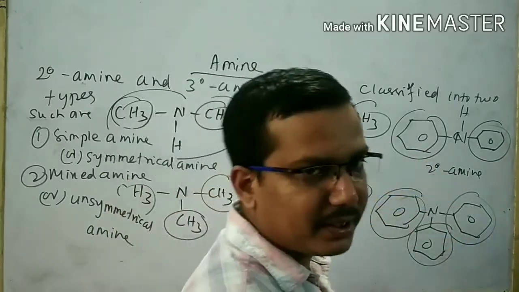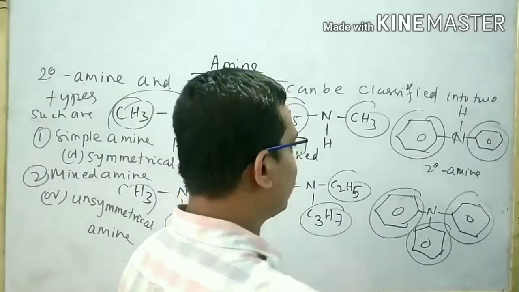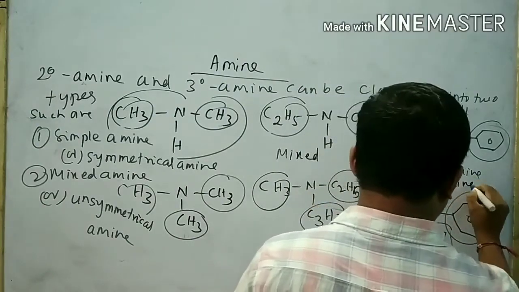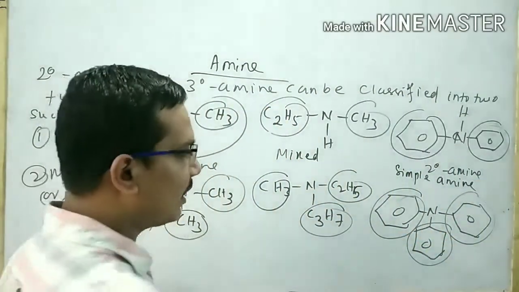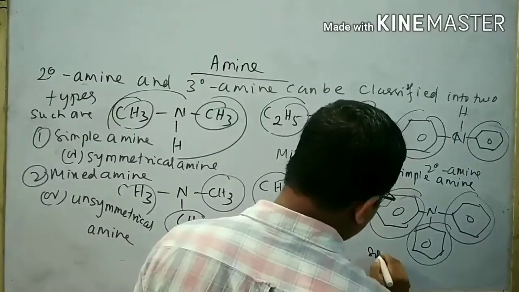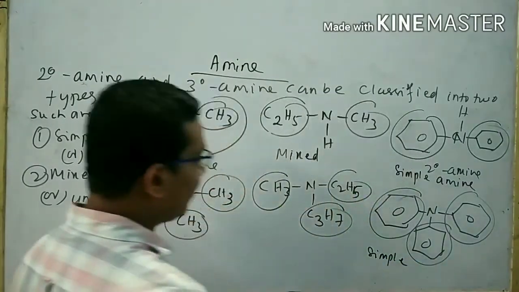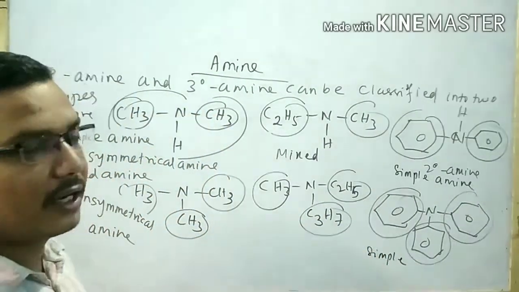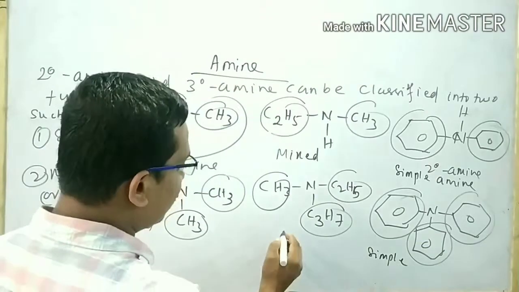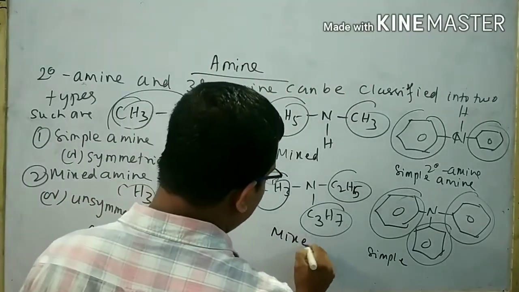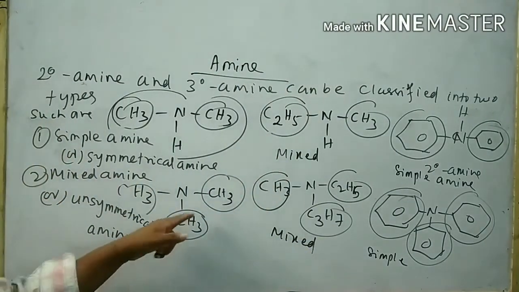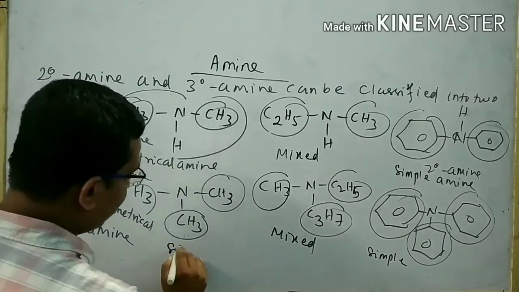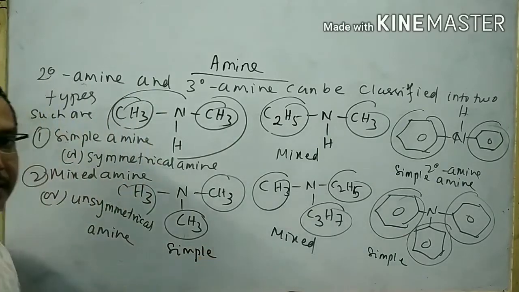Here two aryl groups are present and the two aryl groups are same. So it is said to be simple amine. Here three aryl groups are present and the three aryl groups are same. So it is said to be simple amine. Here three alkyl groups are present but the three alkyl groups are different. So it is said to be mixed amine. Here three alkyl groups are present and the three alkyl groups are same. So it is said to be simple amine.